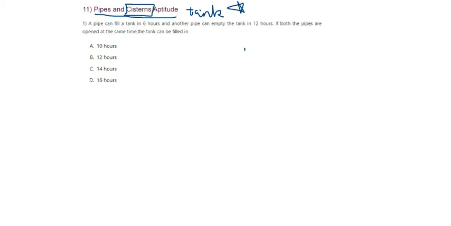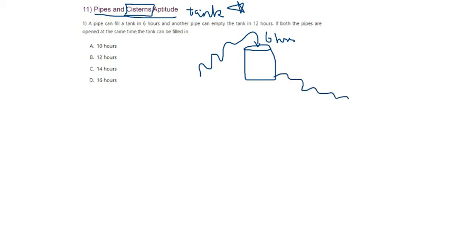So let's see. Now, a pipe can fill a tank, that's your cistern, in 6 hours. Another pipe can empty the tank in 12 hours. If both the pipes are open at the same time, the tank. So let's imagine a tank. So a pipe, for example, can fill the tank in 6 hours, and another pipe can empty the tank in 12 hours.